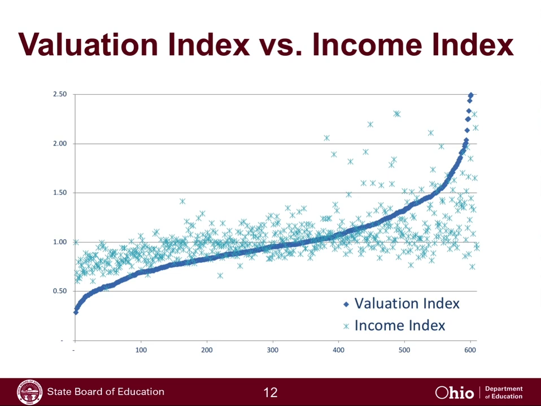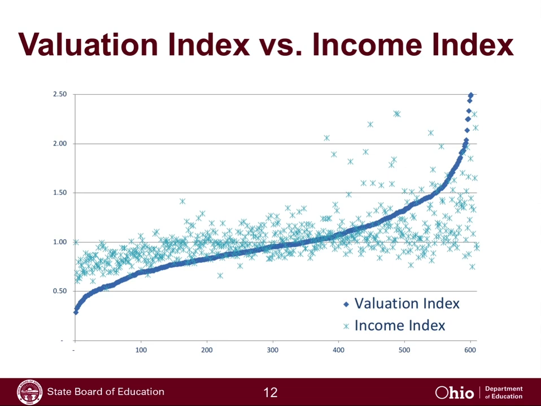You can see that the spread of valuation is fairly wide, meaning there's a lot of variation in the average valuation per pupil in all of the districts across the state. While there's variation in income, the spread of income is less. So you are more likely to have similar income to a district that might be in your backyard or across the state than you would in terms of valuation.